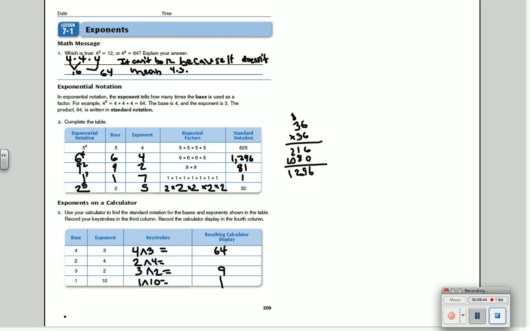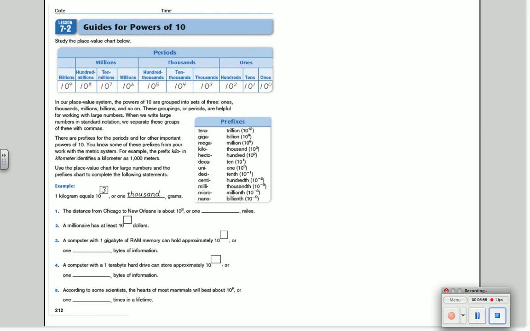Okay, so you should have the answers that I have below. 2 to the 4th power is 16. Now we need to turn to a new journal page. The last page we're going to do together here is page 212, and the title of it is Guides for Powers of 10. You're going to have 2 study links today. One is basically the same thing you just did on the last page, and the other one looks just like this page. They're very easy.